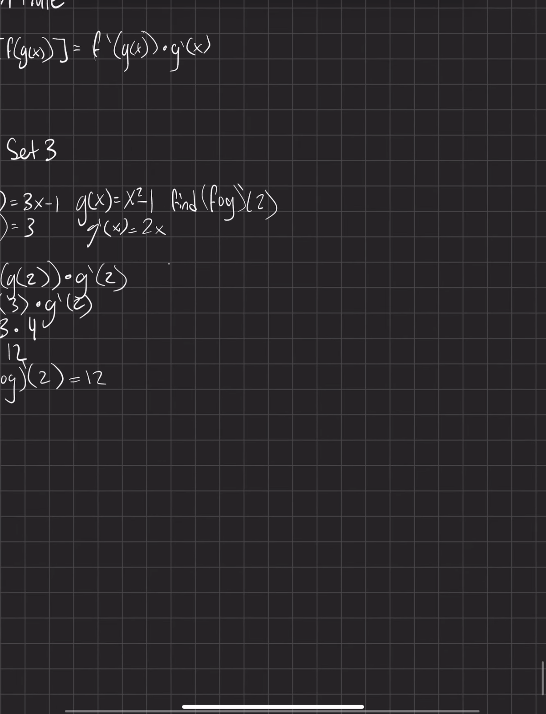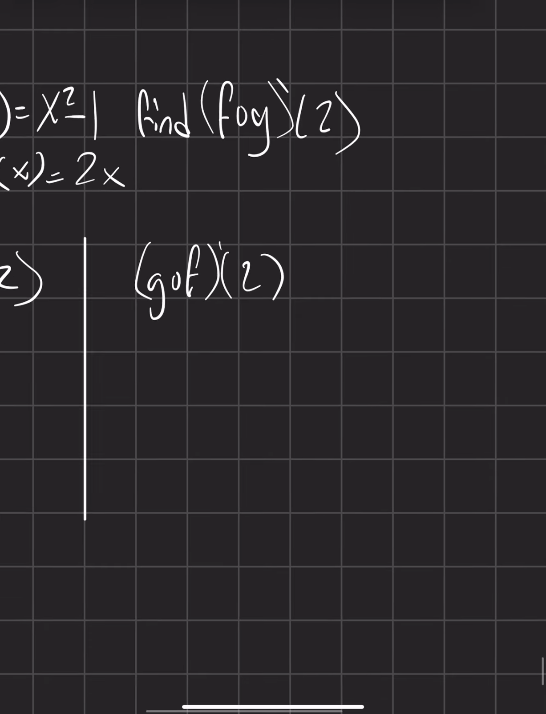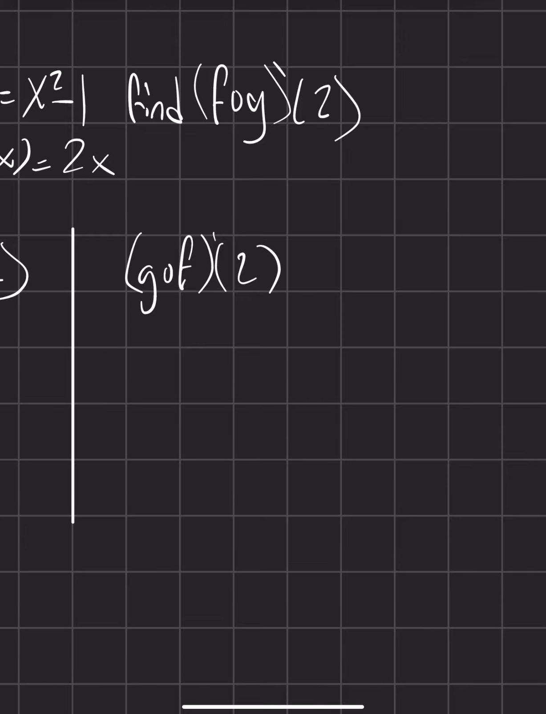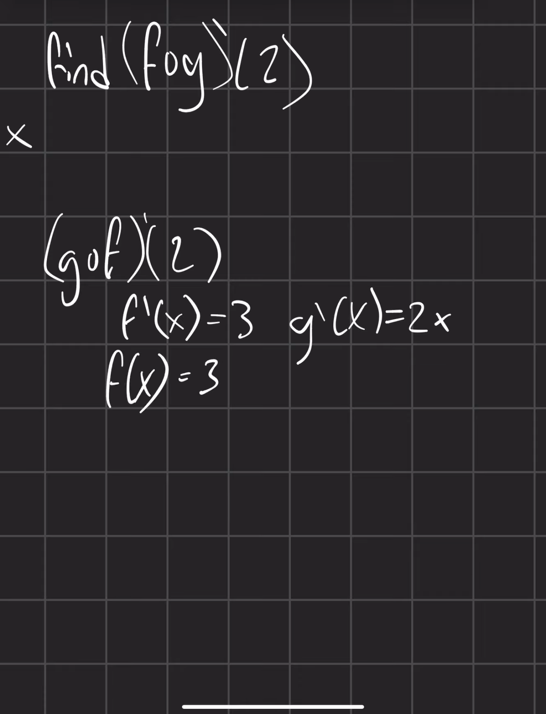Now, I'll compare this to the other side. Let's just put a little dividing line here. Let's say we want to find g circle f prime of 2. What we do here, same thing as before. I'll just rewrite it over here, the derivatives of each one, just so it's easier to work with over here. And then I guess I'll also write our f of x as well, because why not?